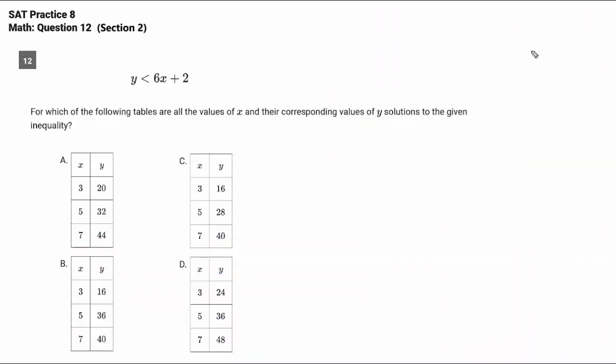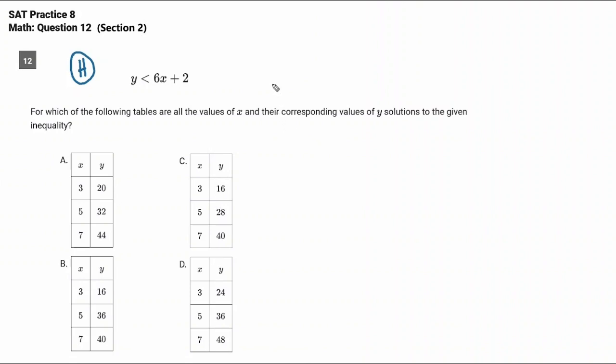We're on SAT Practice Test 8, Math Section 2, Question 12. Level of difficulty is hard. Got an equation. Which of the following tables are all the values of x and their corresponding values of y solutions to the given inequality?